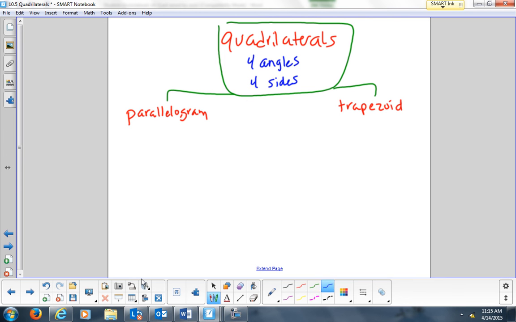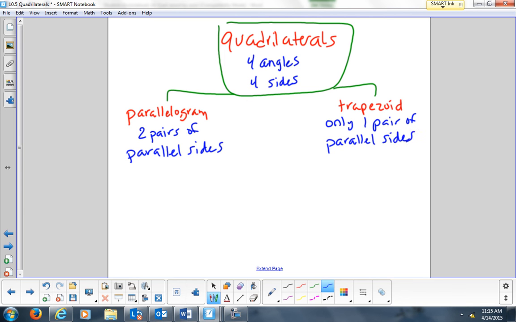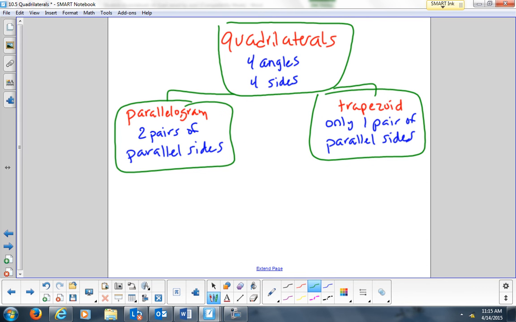A parallelogram has 2 pairs of parallel sides, and a trapezoid has only 1 pair of parallel sides. So that's the difference between a parallelogram and a trapezoid. Now there is nothing that comes off of trapezoids. A trapezoid is a quadrilateral and it's nothing else. A parallelogram is a quadrilateral and it's nothing else. However, off of parallelograms, there are rectangles.